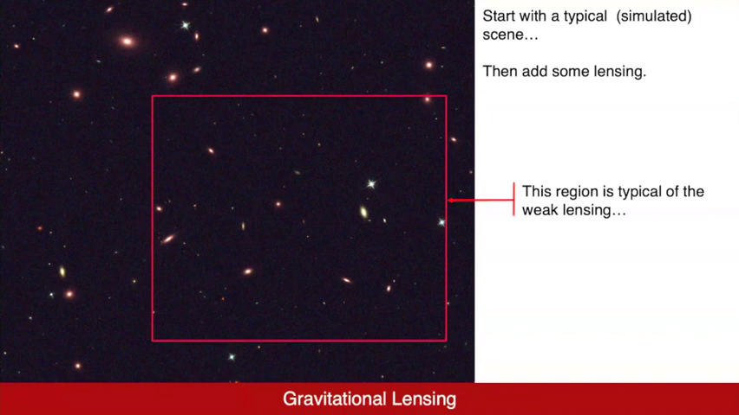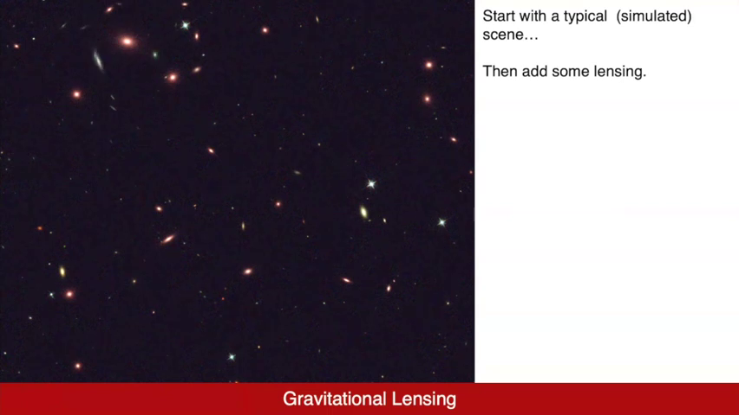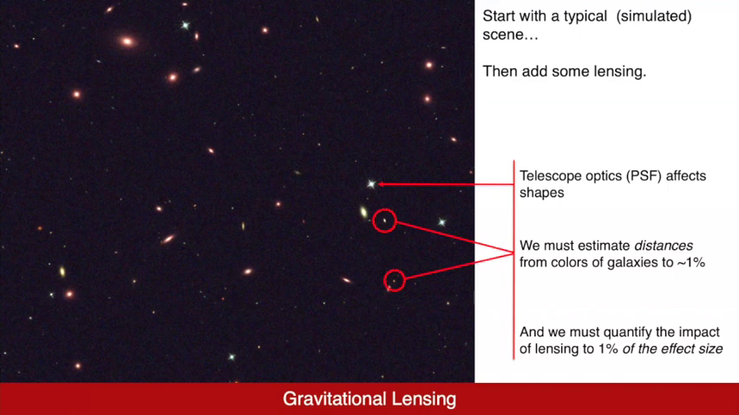This region here is characteristic of what Euclid is trying to map, of the effects we're trying to measure. And if I blink back and forth, you can see that we're talking about some really small effects. So this galaxy right here, if you can see my mouse in the center, changes shape a little bit. But for the most part, we're looking for effects that you can't see with your naked eye. So to do this, we have to understand the effects of the telescope optics on the shapes of the things that we can see and separate that from the real distortions that gravity imposes on the images of these distant galaxies. And we have to do all of this, again, to incredibly accurate precision.